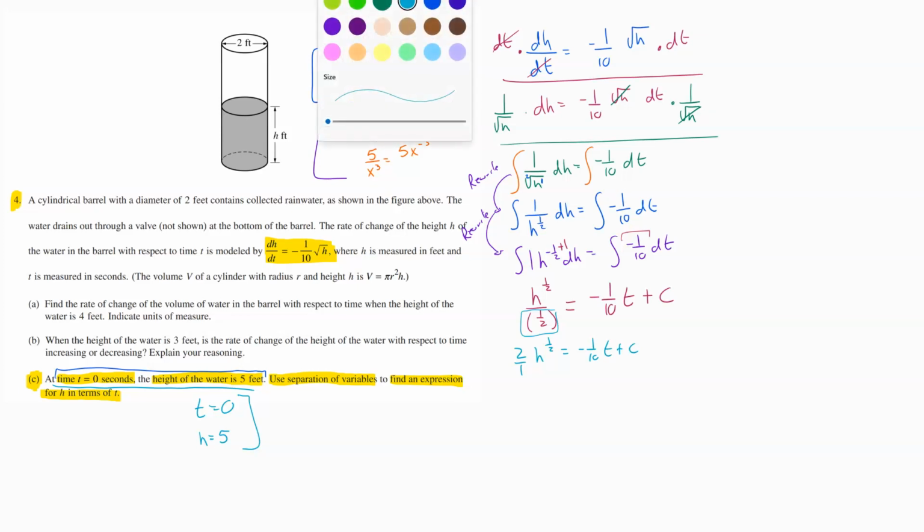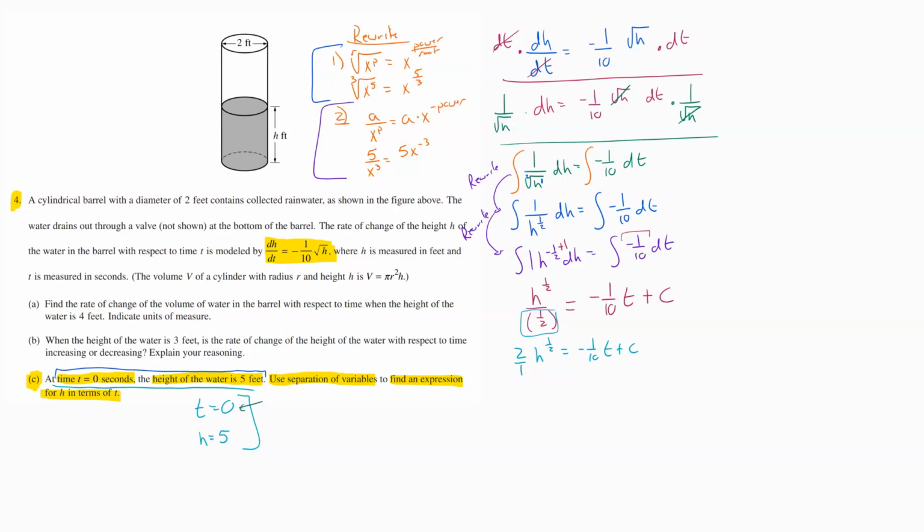So now I'm going to come in and I'm going to sub in these values. So for t, I'll put in 0. For h, I'll put in 5. So I get 2 times h is 5. So this would be 5 to the 1/2 equals negative 1/10 t is 0 plus c. So then on the left-hand side, I get 2 times 5 to the 1/2.